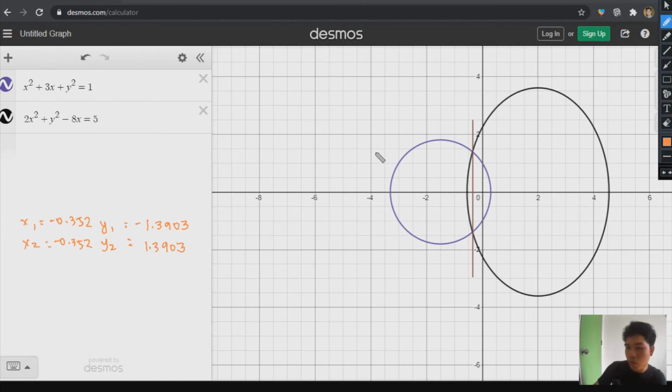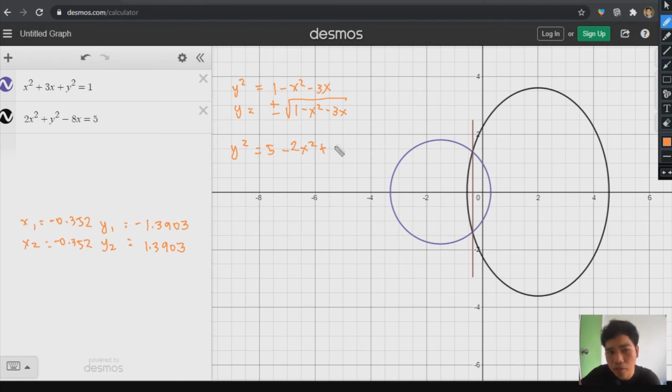Okay? So, it makes sense that we have to also express all of our equation in terms of y, and then y is equal to f of x. So from this, for the circle, we have y squared, diba, that this is y squared is equal to 1 minus x squared minus 3x, which in turn gives us y is equal to positive or negative square root of 1 minus x squared minus 3x. Okay, and then for our ellipse, we have y squared is equal to 5 minus 2x squared plus 8x. And then therefore, this is y is equal to plus or minus the square root of 5 minus 2x squared plus 8x.